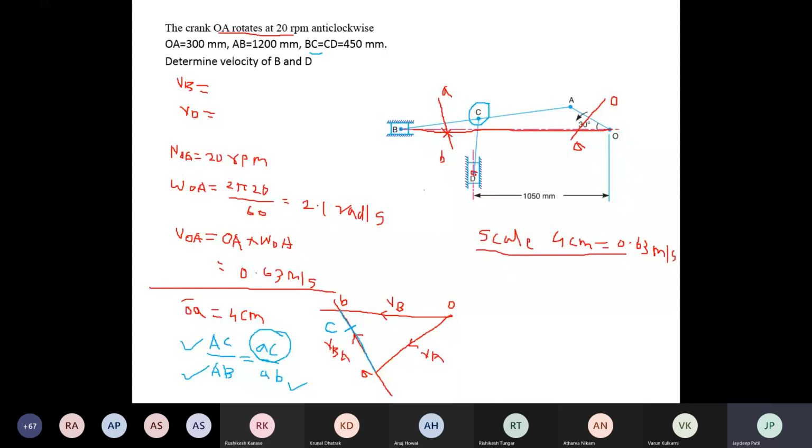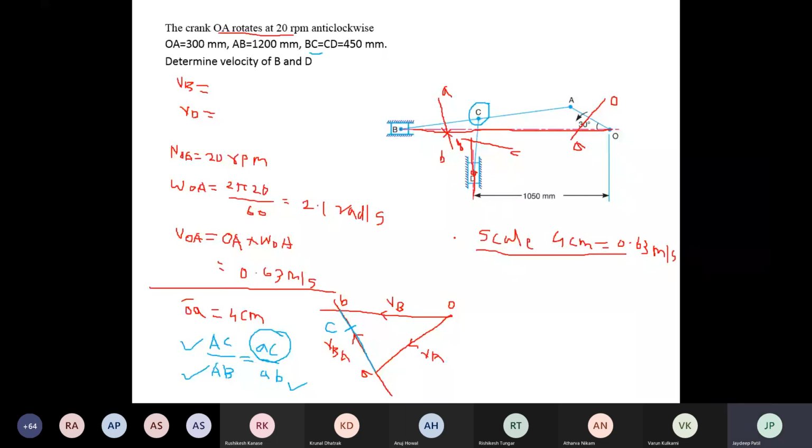Now D is the intersection point. Again, you will get two vectors. First vector, you have to draw through this C perpendicular to CD, and the next vector is the motion of the slider D. Where these two vectors intersect, you will get the D point. Through this C, you have to draw the vector CD perpendicular to the link CD.